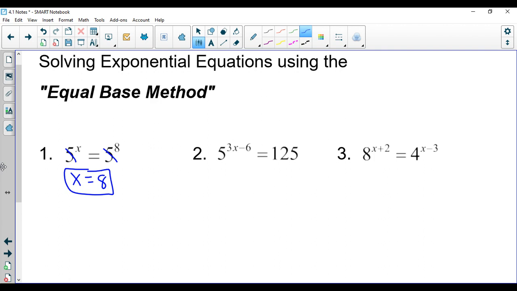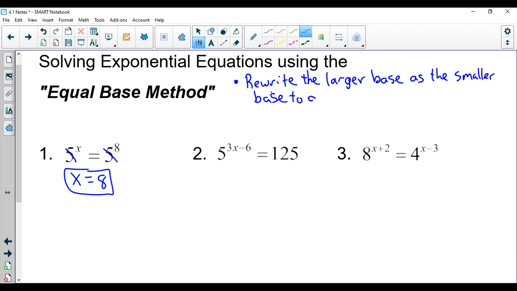So our goal for each of these is we're trying to rewrite the larger base as a smaller base and get equal bases. Sometimes we may need to rewrite both of the bases as a smaller base, but we'll get to that shortly.